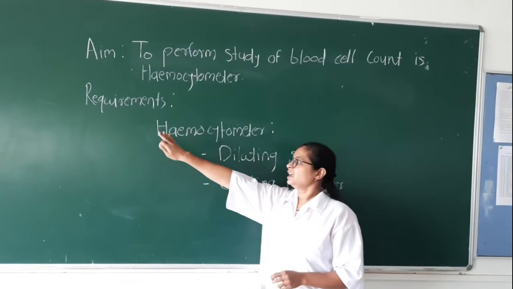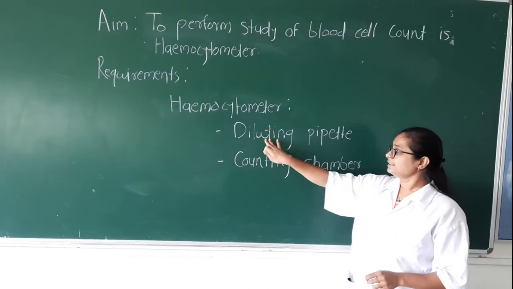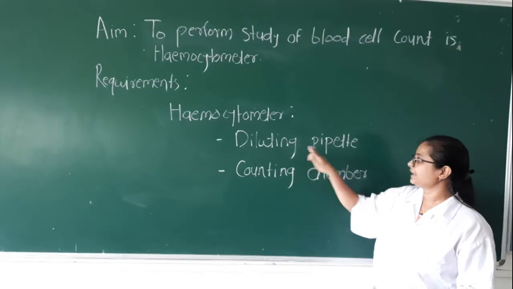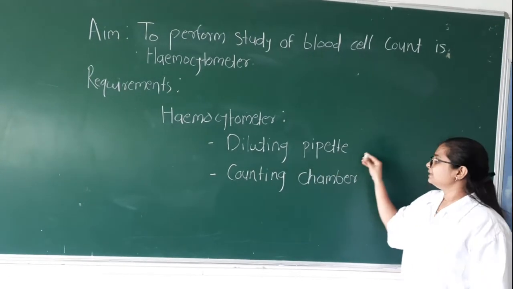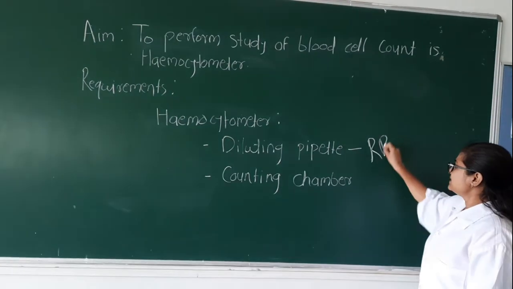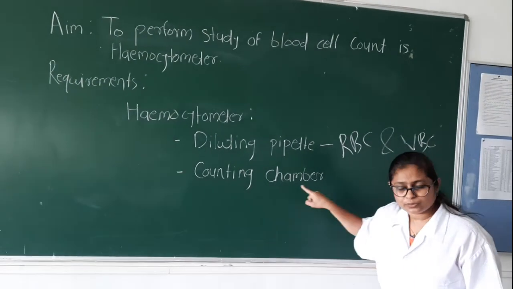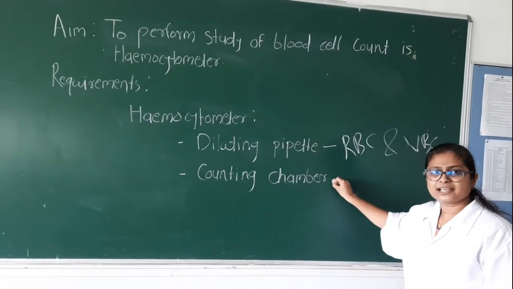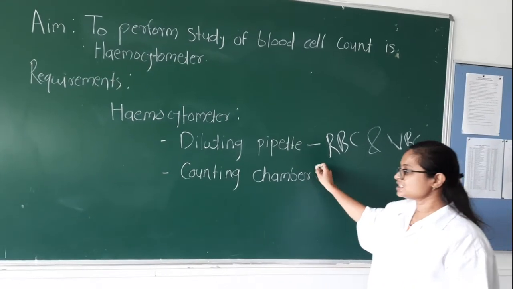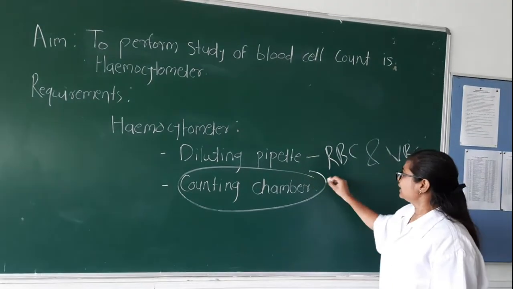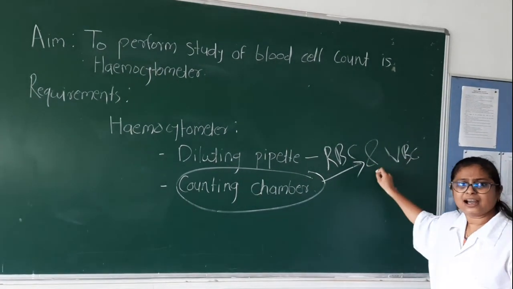The hemocytometer includes the diluting pipette, which is the RBC and the WBC diluting pipette. Next is the counting chamber, which is also called the Neubauer's chamber. These are specialized chambers for counting the WBCs and the RBCs.